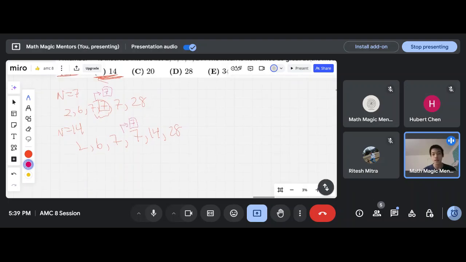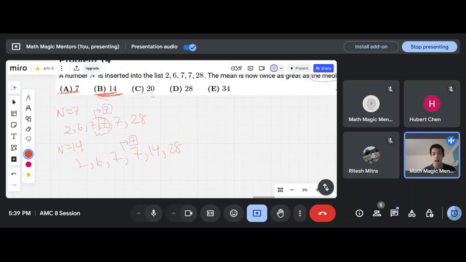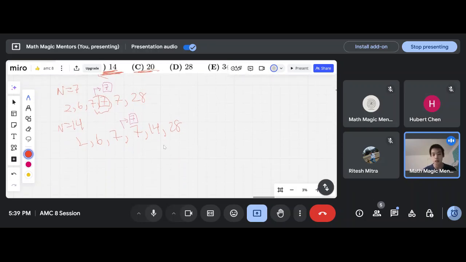That makes us suspect this holds for all of our answer choices. If we try n equals 20, it's not less than 7 and not greater than 28, so it has to go here. Even if we try n equals 28, our list is going to look like 2, 6, 7, 7, 28, and 28, since we just inserted it after 28. And what's the median here? The median is just the average of the middle two terms, which is 7.